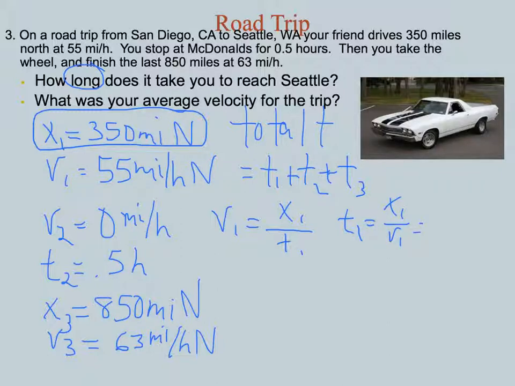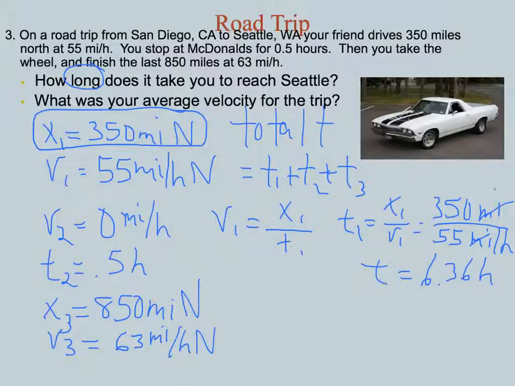Well, what was X1? X1 was 350 miles divided by V1, which was 55 miles per hour. Miles cancel. 350 divided by 55 ends up giving us 6.36 hours. So there's T1.